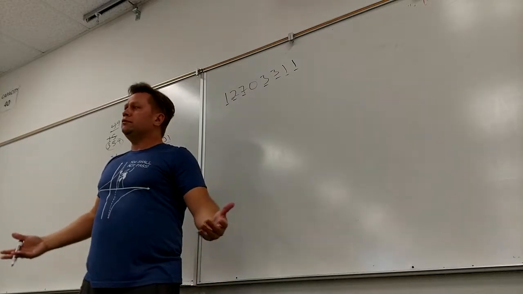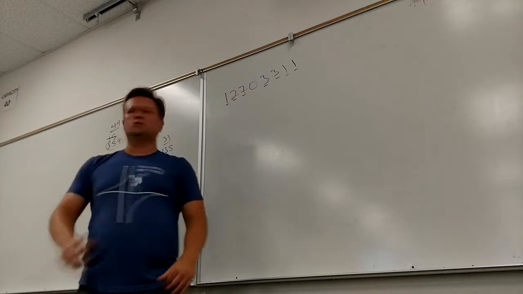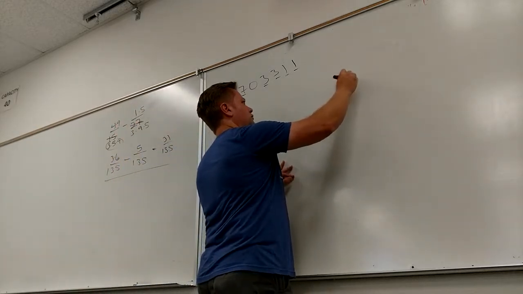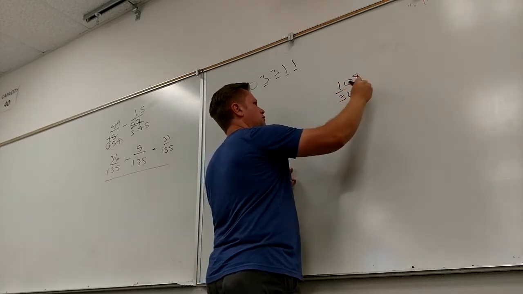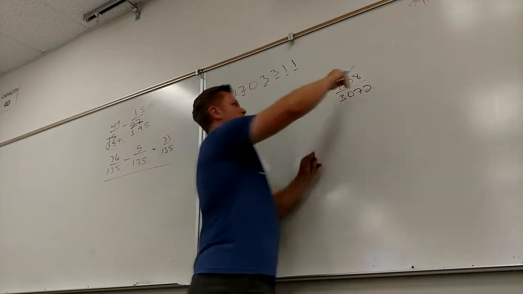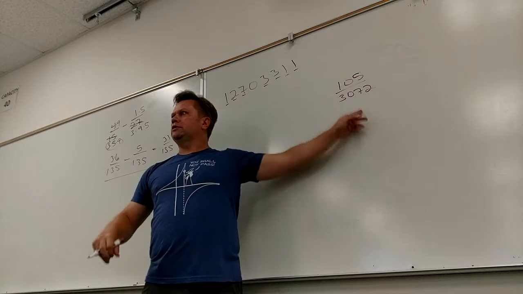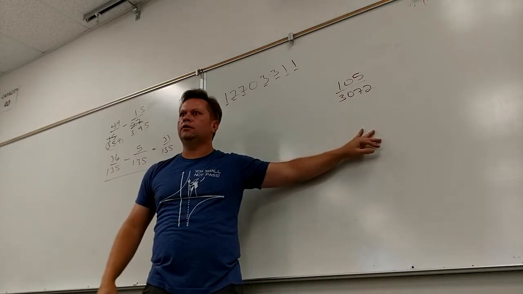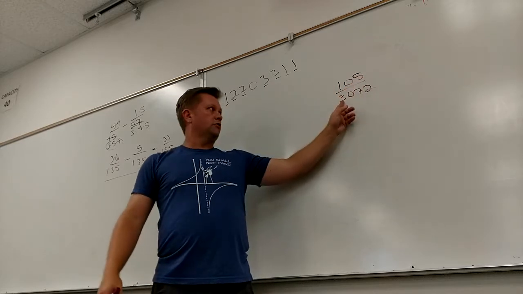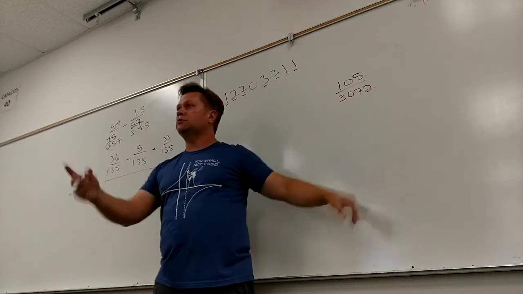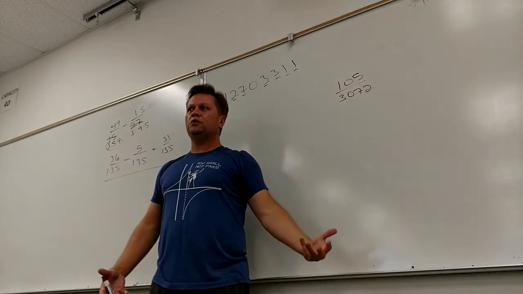Has anybody ever heard that before? Isn't that really useful? So if you had 108 over 3,072, and you're like, you got to reduce this thing. They're not even. What goes into these? 1 plus 0 plus 5 is 6. That's a multiple of 3. 3 plus 7 is 10, plus 2 is 12. That's a multiple, so 3 goes into both. Hey, there's a number to start with. That's fantastic. See how useful that is?